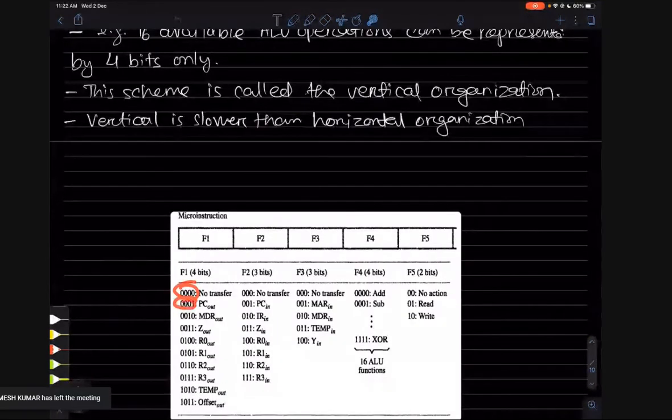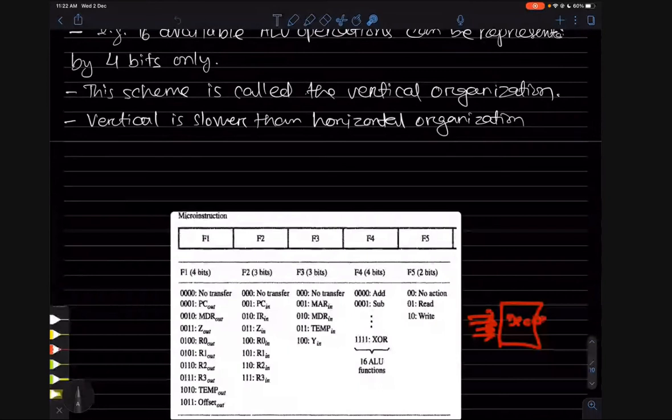We need some extra hardware called a decoder, which will decode this code and generate this output signal. So a decoder will be needed, and some 4 inputs you will give, then it will give the signal called MDR out. Suppose the input is 0010, then the decoder will see the code is this, then it will generate the specific signal.